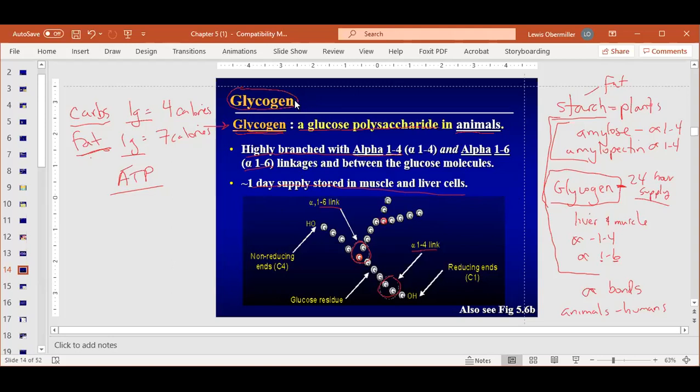I might ask you, well, is glycogen found in plants? And what would you tell me? No, the plants use starch. Well, is starch found in animals? And the answer is no. Animals use glycogen. So make sure that you're able to answer those sort of questions on the exam.